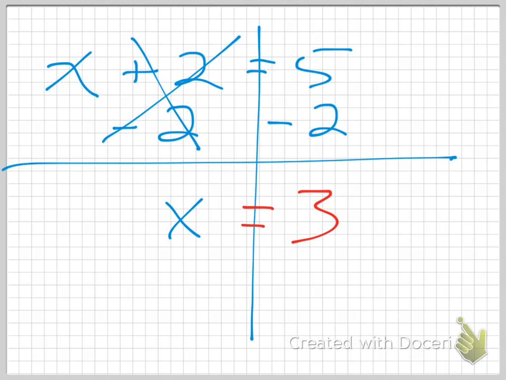When you're done, my preference is that you circle the answer. Once you get to variable equals number, circle it. It's not a huge deal if you don't, but at least it lets you know, boom, there's the answer. In your answer column, you're going to put 3? No, what do you put in the answer column? X equals 3, because that's what we're trying to solve for here. We want X to be alone. X equals 3.